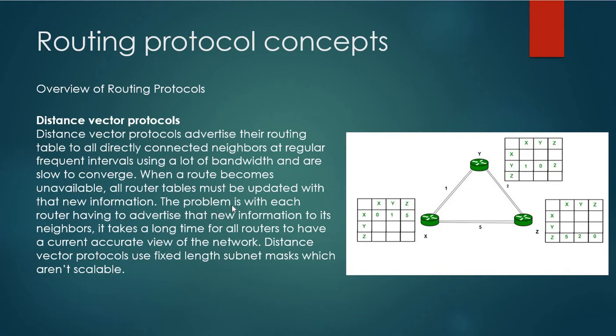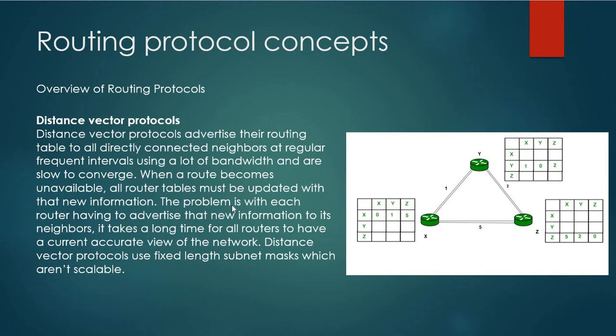It exchanges the information. All router tables must be updated with that new information. The problem is that each router has to advertise the new information to its neighbors, so it takes a long time for all routers to have a current, accurate view of the network. Distance vector protocols use fixed length subnet masks, which are not scalable.